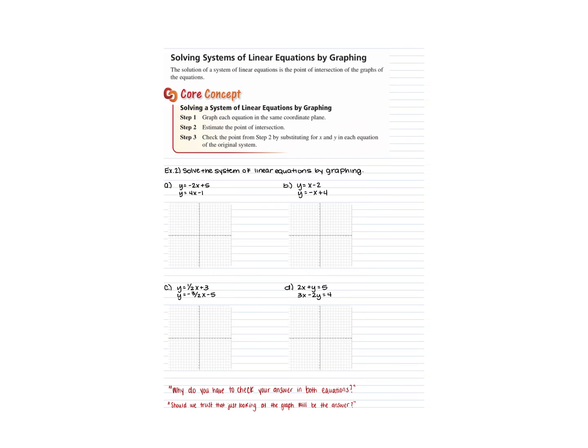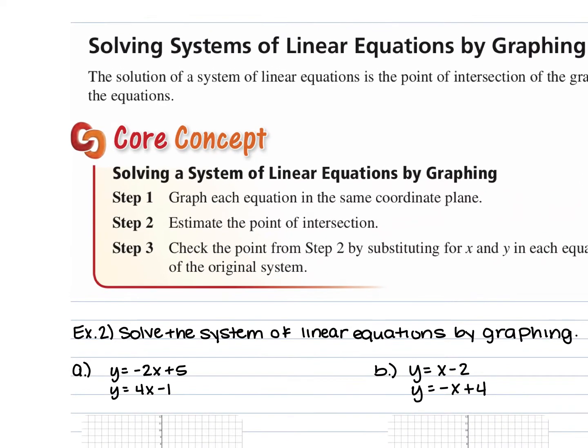Now we are going to be tasked with graphing them and figuring out, okay, what is the point of intersection? In these examples, please read the steps. Step number 1 says we have to graph each of the equations in the system. And they have to be in the same coordinate plane. They have to be on the same graph. That way we can see where they intersect. Then you have to estimate the point of intersection. Notice how it says estimate.